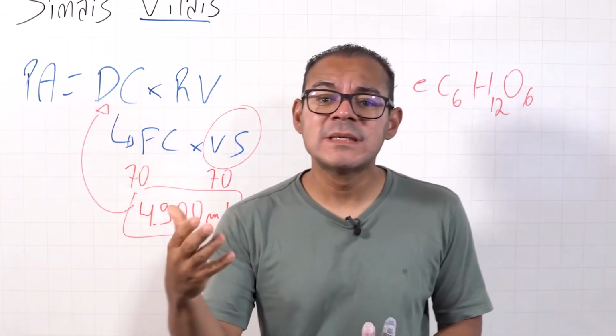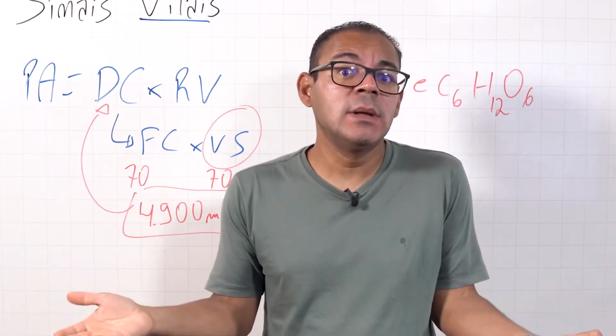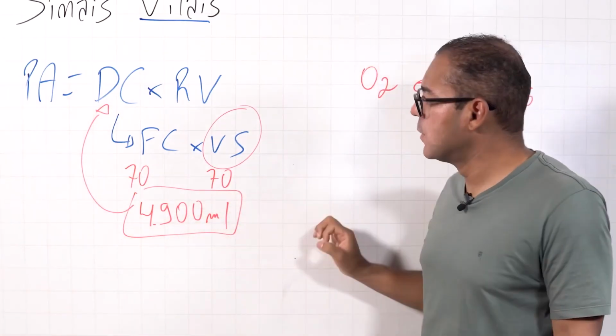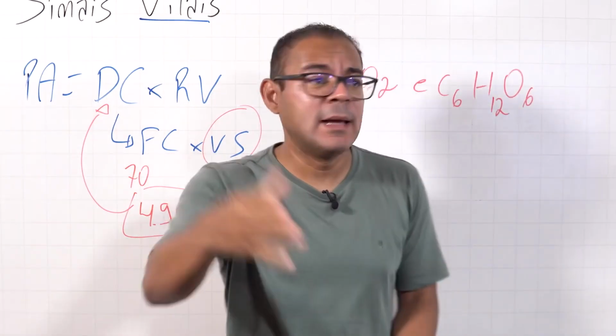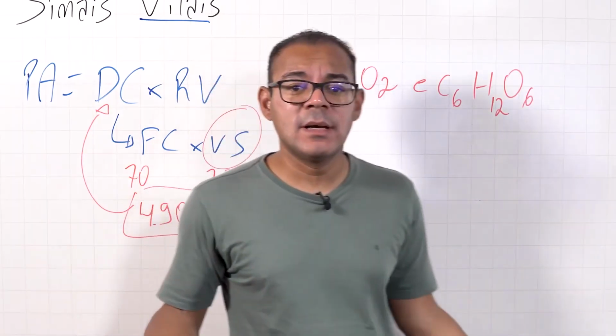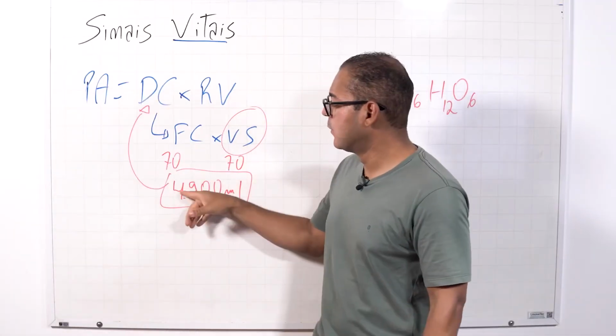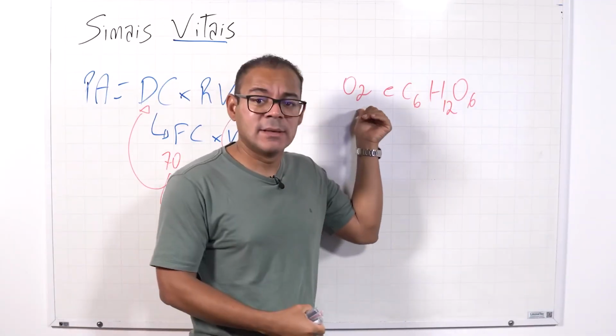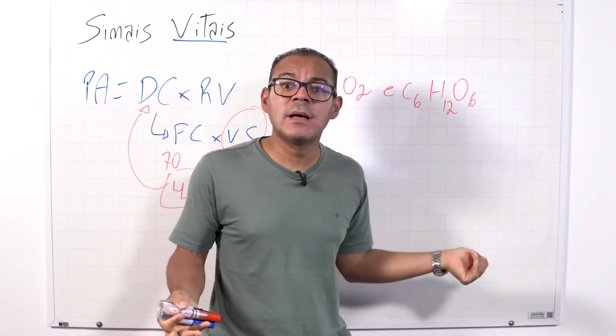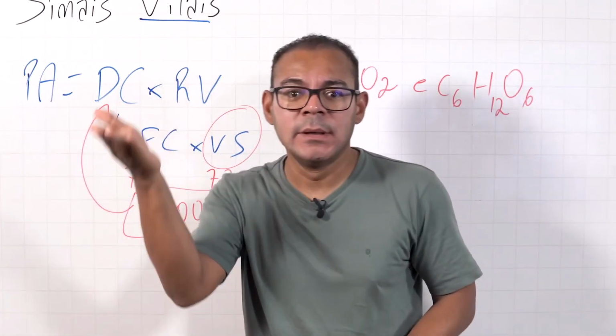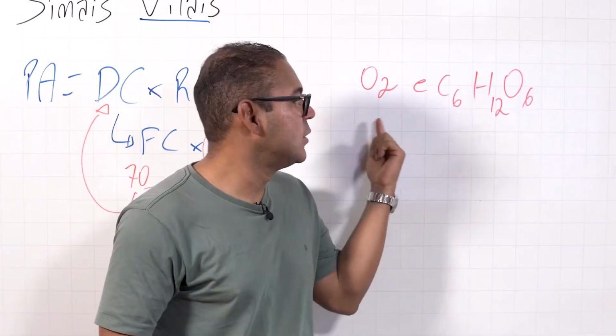This is the blood volume. Look how cool. This is the blood volume. And what does the blood volume carry? It carries oxygen and glucose. So, when I have a reduction in blood volume, I have a reduction in the delivery of oxygen and of glucose. So when I have reduced pressure, I have a reduction in energy.